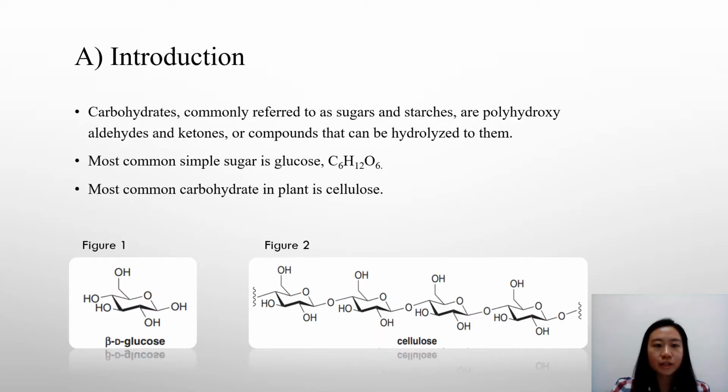So introduction, what are carbohydrates? Carbohydrates, commonly referred to as sugars or starches, are polyhydroxyaldehydes and ketones, or compounds that can be hydrolyzed to them. So glucose is the simplest sugar and cellulose is the most common carbohydrate in plants. Figure 1 and Figure 2 show beta-D-glucose and cellulose respectively.